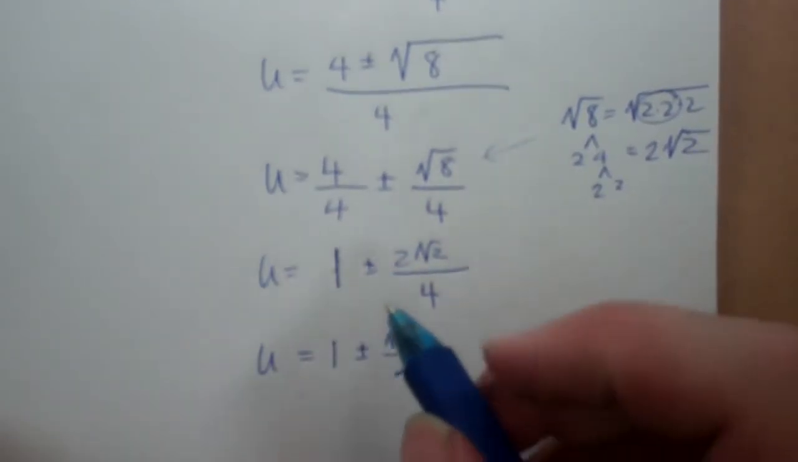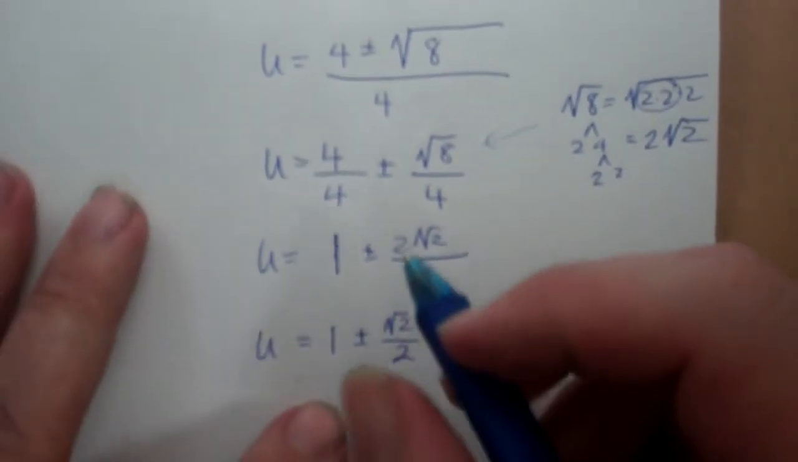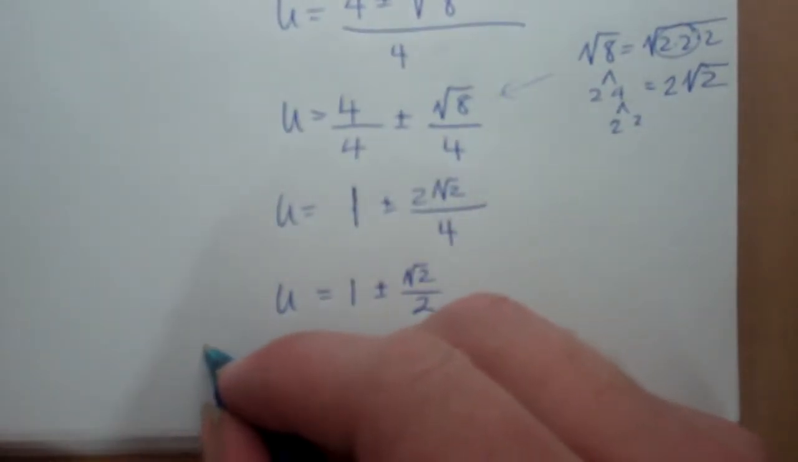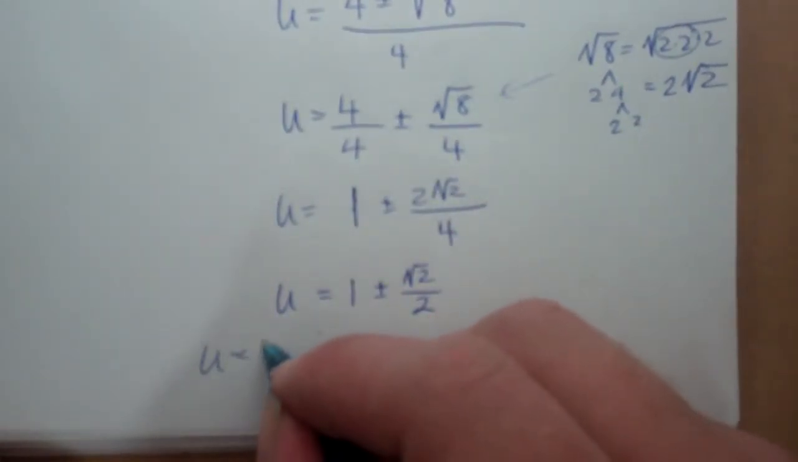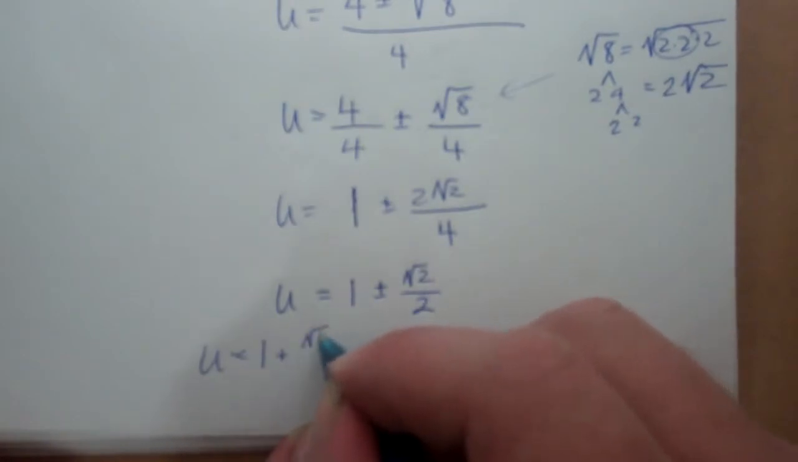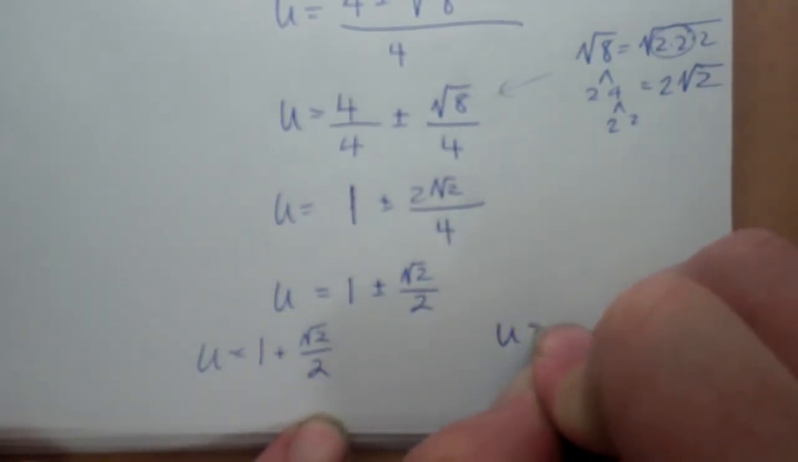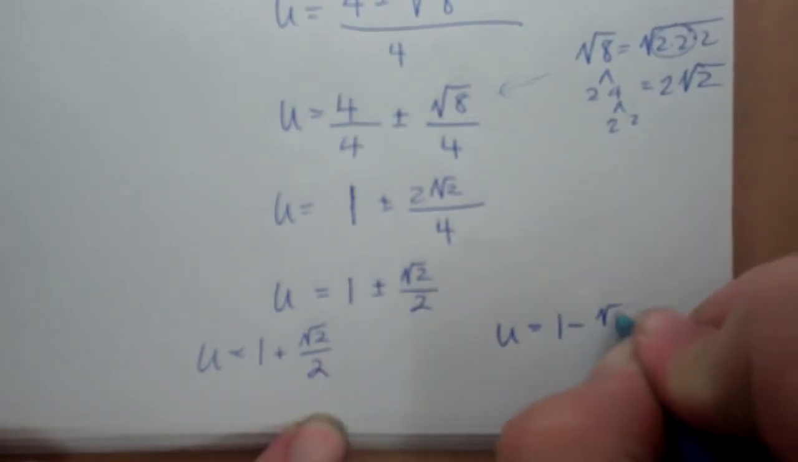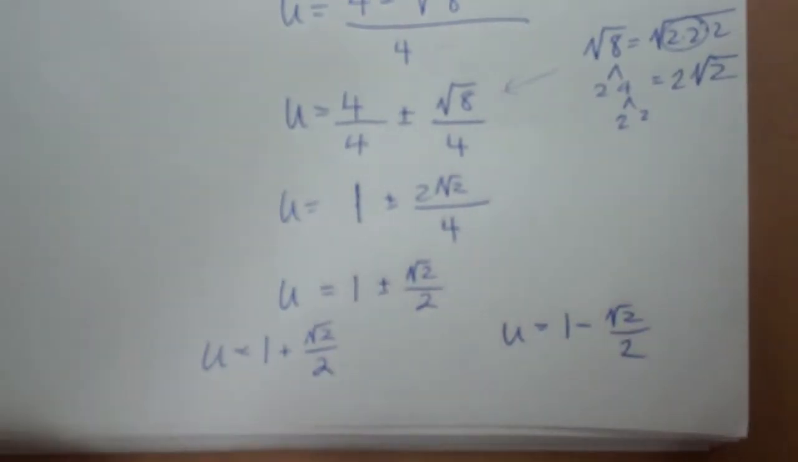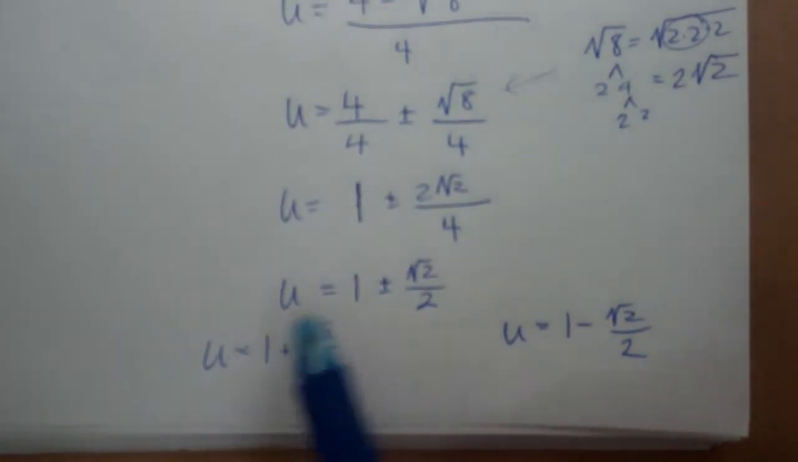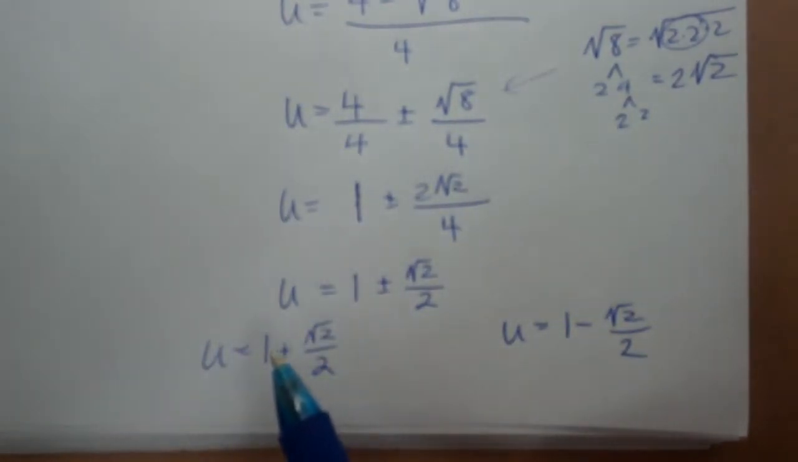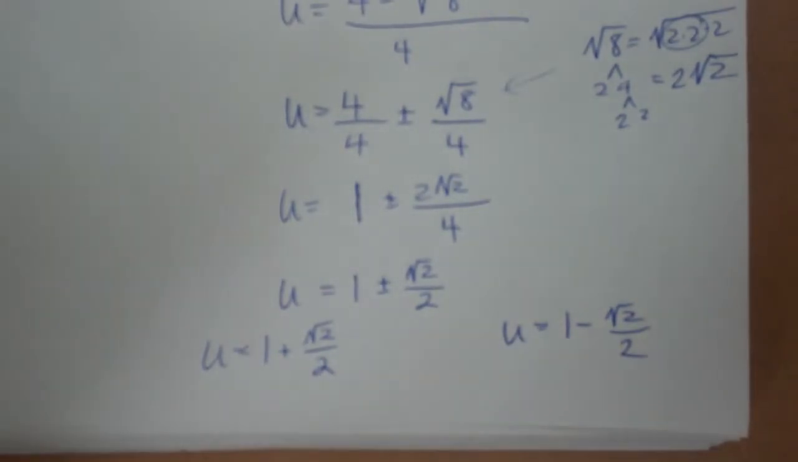And there are 2 different solutions here. Keep that in mind. One of them looks like this: u is equal to 1 plus radical 2 over 2. And the other one is that u is equal to 1 minus radical 2 over 2. What are we going to do with these? Well, we can't do very much with them as they are. We need to be able to take them, and we're going to eventually bring back some values.